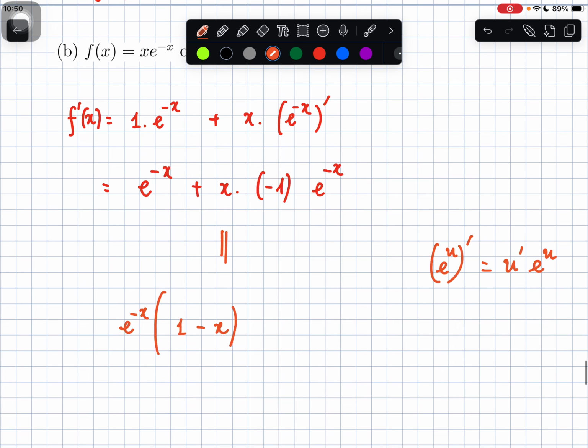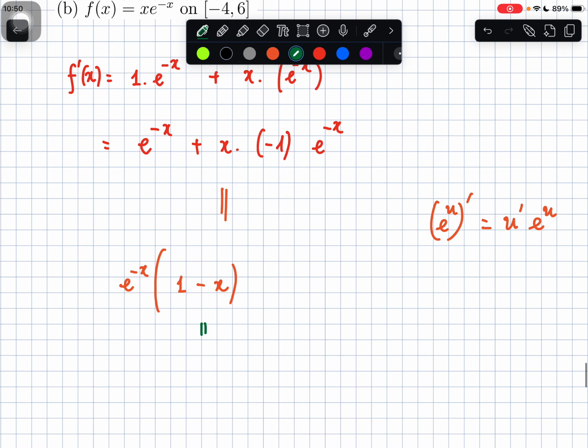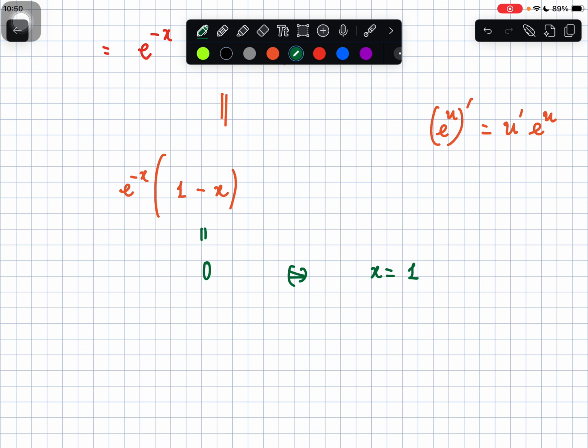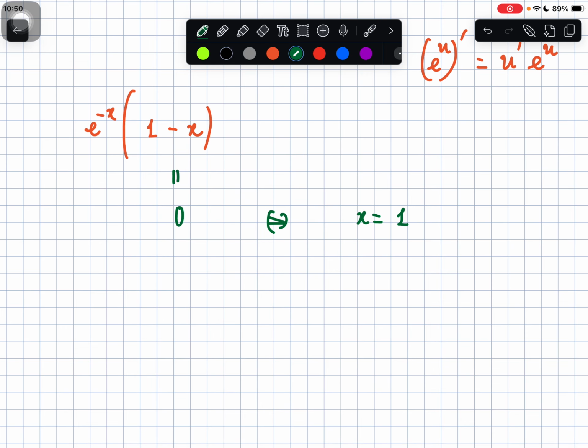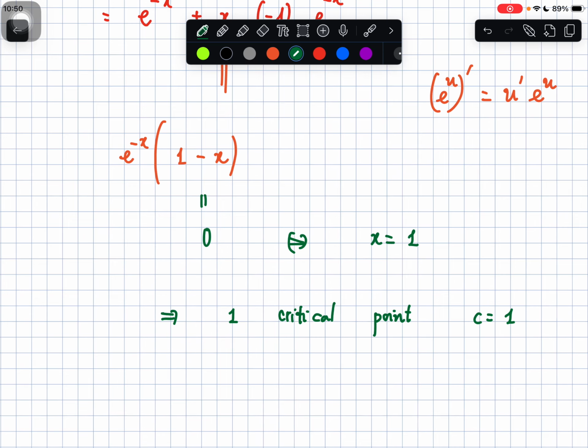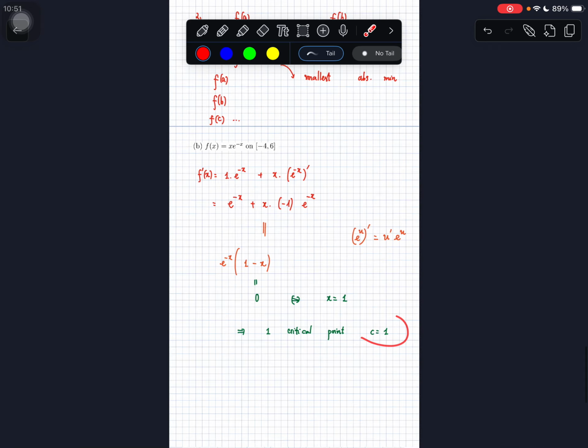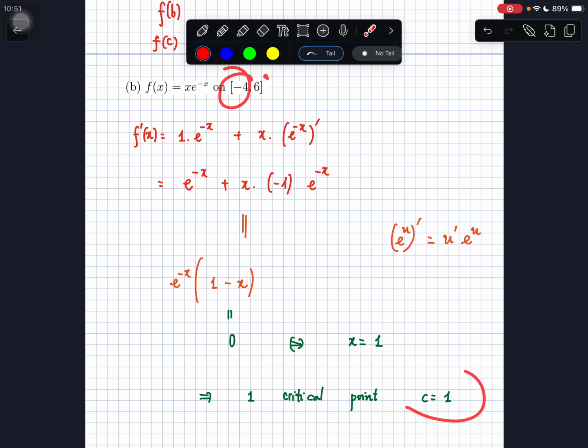f prime of x always exists. It equals 0 if and only if 1 minus x equals 0, if and only if x equals 1. This is because e to the minus x is never 0. So f prime of x equals 0 if and only if x equals 1. This means we only have one critical point, and we call it C equal to 1. Now you have one critical point C, and you have the endpoints minus 4 and 6.